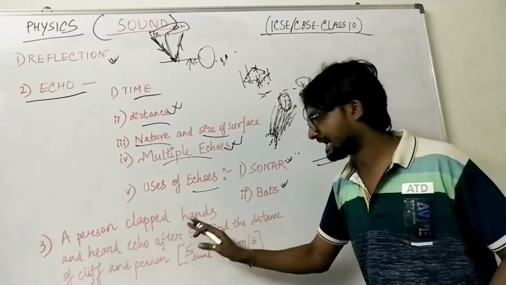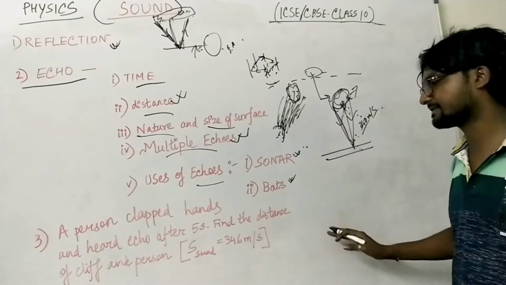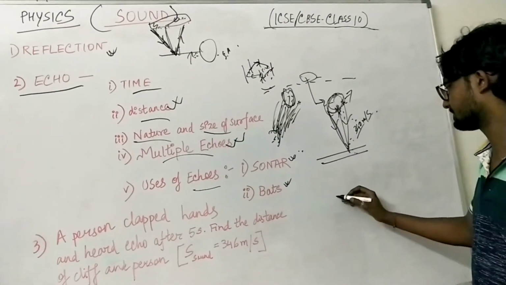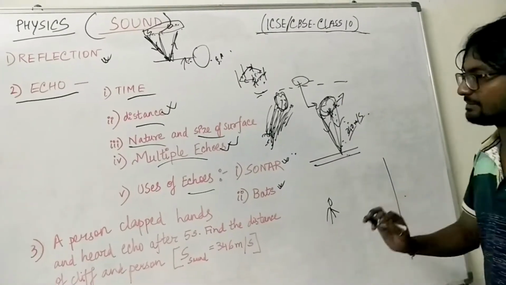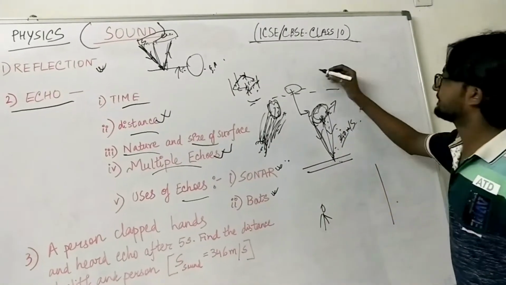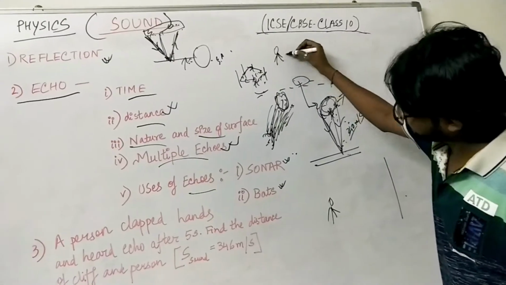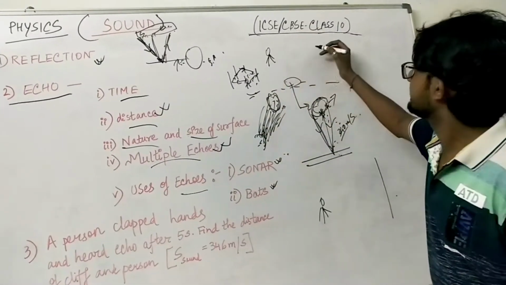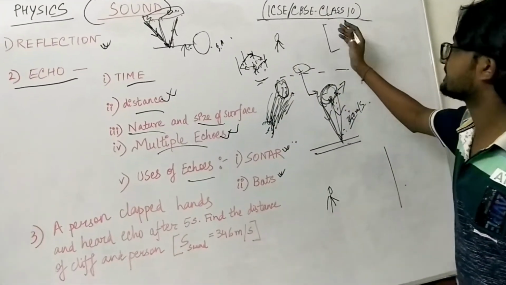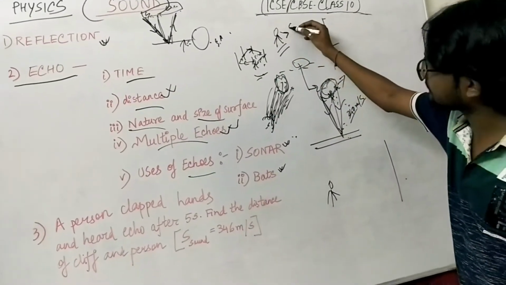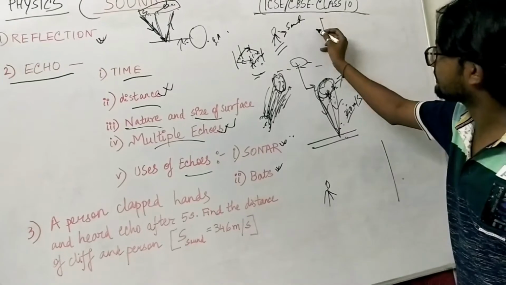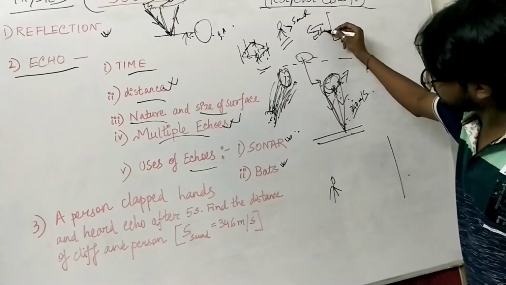A person clapped hands and heard an echo after 5 seconds from the distance of the cliff and the person. So maybe we consider this is the person and this is the cliff. So I will come back to the main thing. If this is a person, this is for the numerical guys, and this is a surface, he will give the sound wave over here, and the echo will come back from this surface.